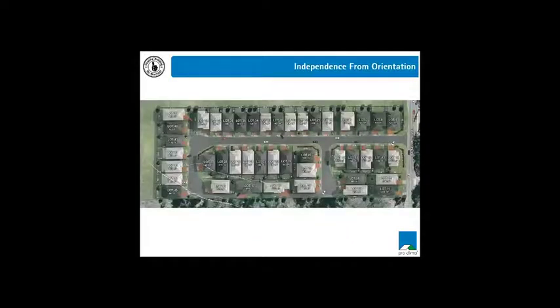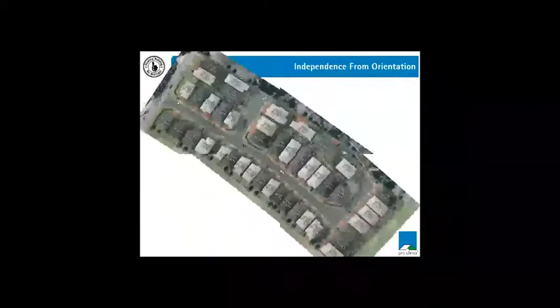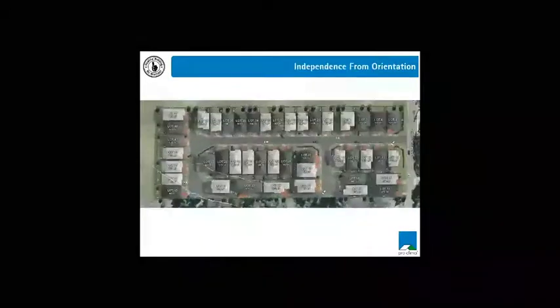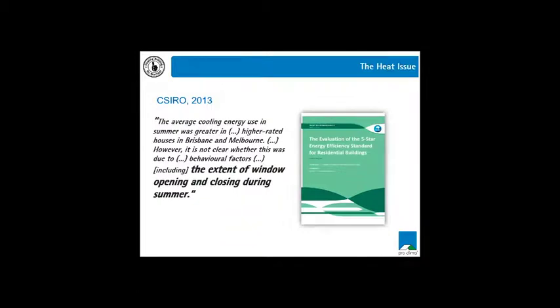So if we don't need the sun to keep our buildings warm in winter, and we can keep our buildings cool by blocking out the sun, then we have independence from orientation. So when we do housing developments, it doesn't matter which way the houses are oriented. All we need to do is make sure that we block out the sun so that we don't overheat our buildings.